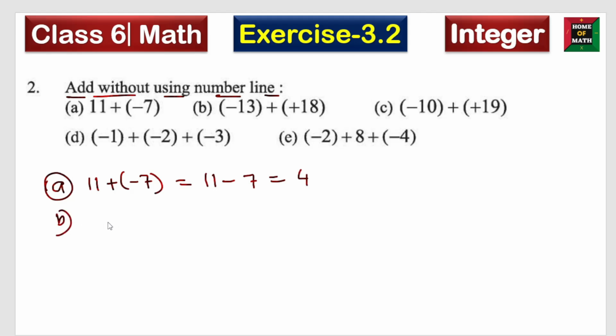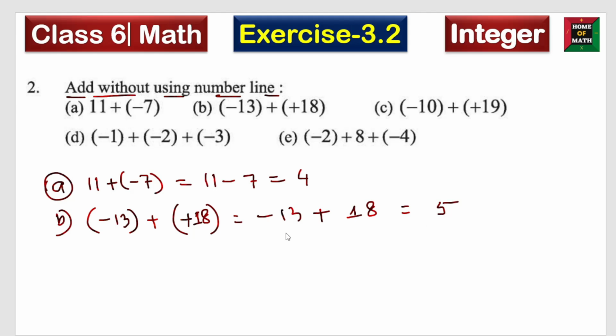Number B, minus 13, then plus 18, right? So minus 13 plus 13 plus 18. So minus 13 plus 18, it should be plus 5.